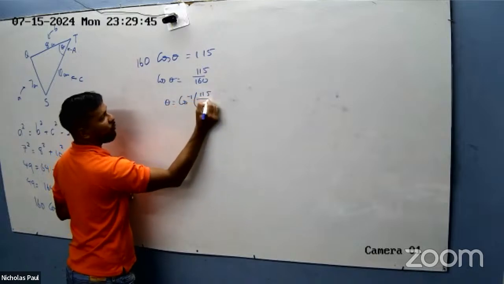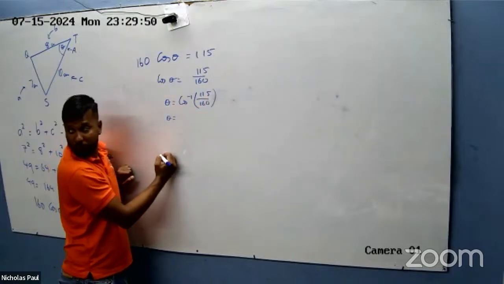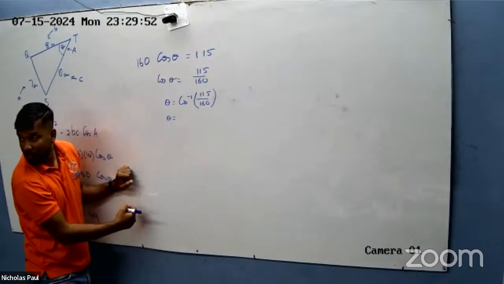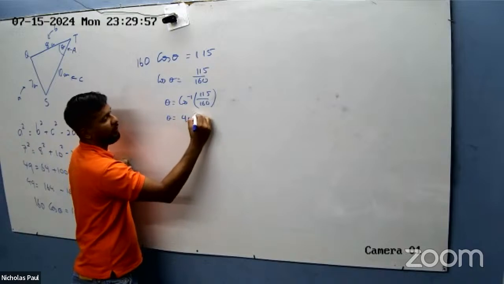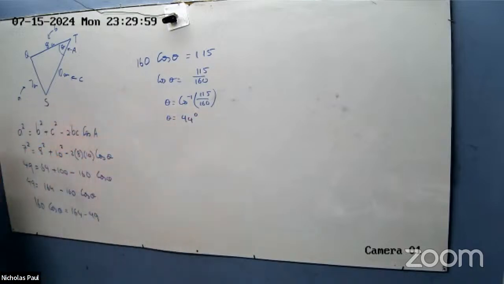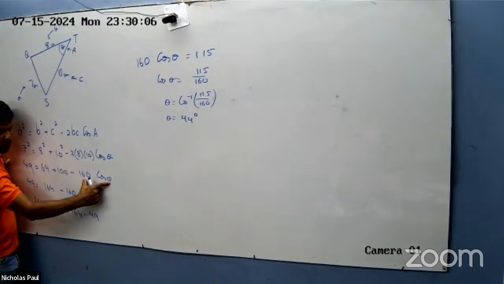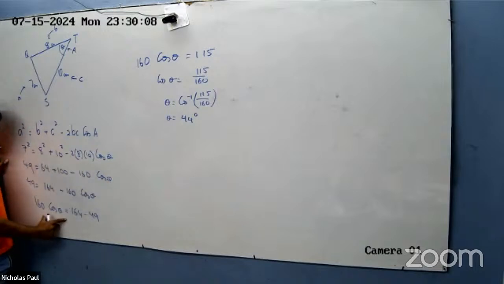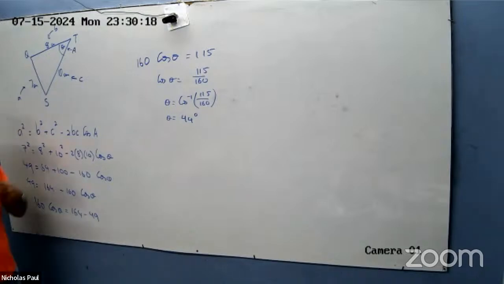Cosine inverse of 115 over 160. How much is that? 44? 44 degrees. Okay. Most important thing, do not subtract here. This is one term, so move it away and treat it as one term, right? Move this across and then subtract. 44. That's what I get. All right, nice. Copy it down.